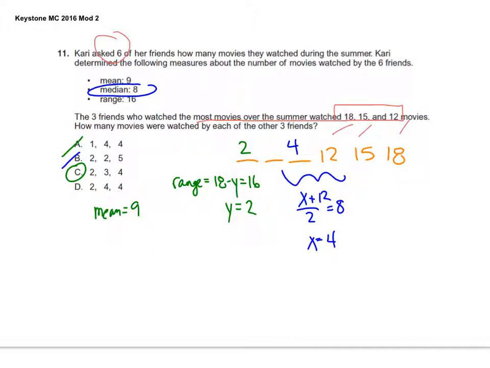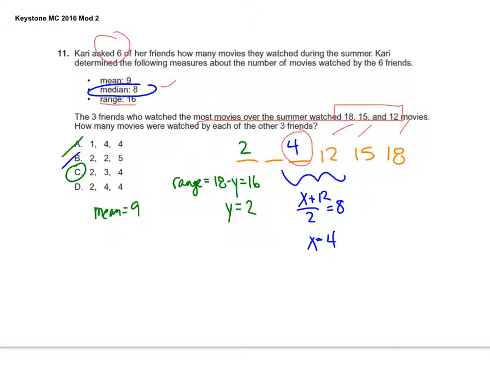So going through, I started with finding the median. I thought that important information was first, because I know that the median is the number in the middle. Well, if I have 6 numbers here, I have to find a median of 8. What number do I need in this spot? So that number plus 12, and then divided by 2 gives me an 8. The only number there that would work would be 4. So the 4 goes there.